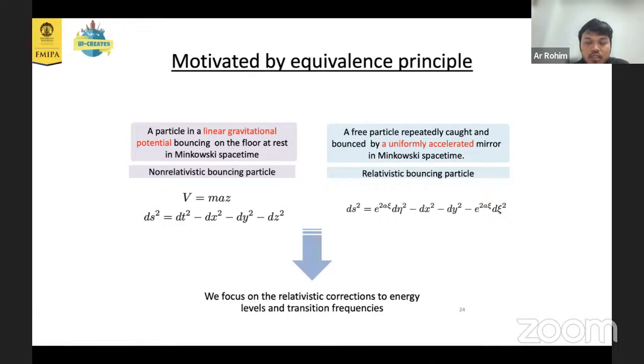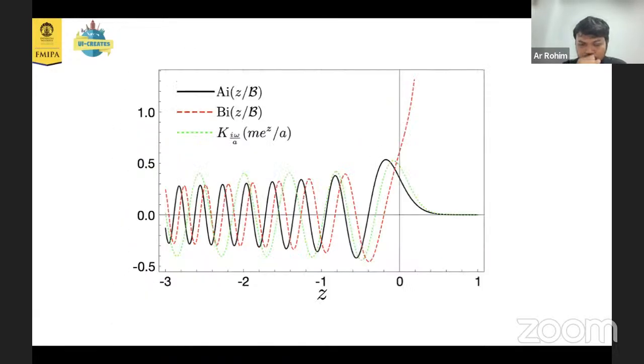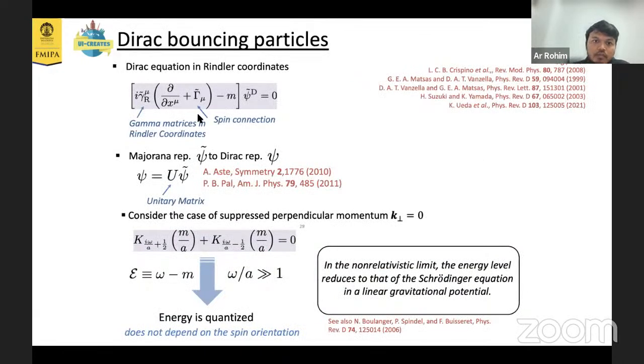Rindler coordinates are the coordinates for an accelerated observer in Minkowski space. And the Dirac equation in Rindler coordinates is given by this one. Here, gamma tilde are the gamma matrices in Rindler coordinates, and capital gamma is the spin connection.